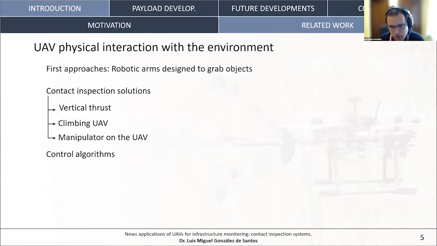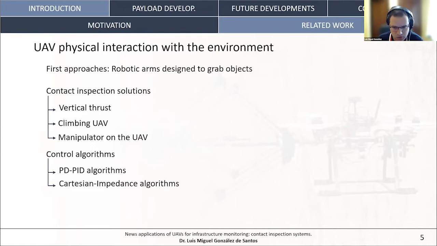Probably the most important component of these systems is the control algorithm, where the most common control algorithm used on these vehicles is the PID algorithm, but other solutions have been implemented, such as Cartesian impedance algorithms or control algorithms based on the dynamic model of the vehicle.